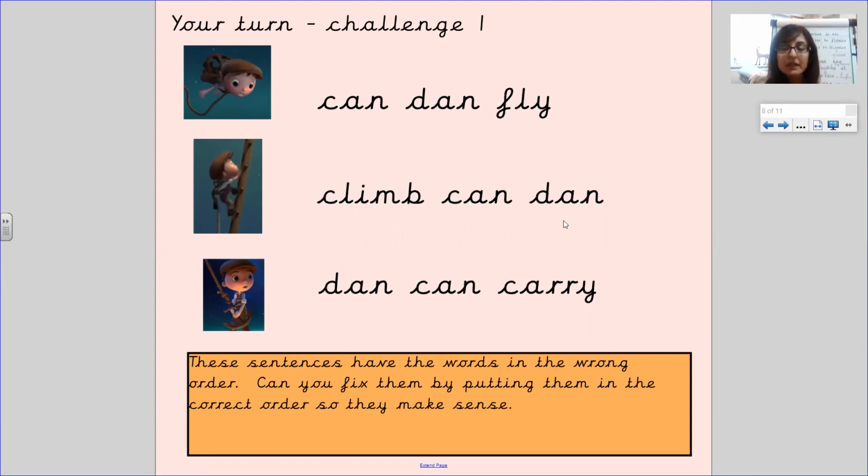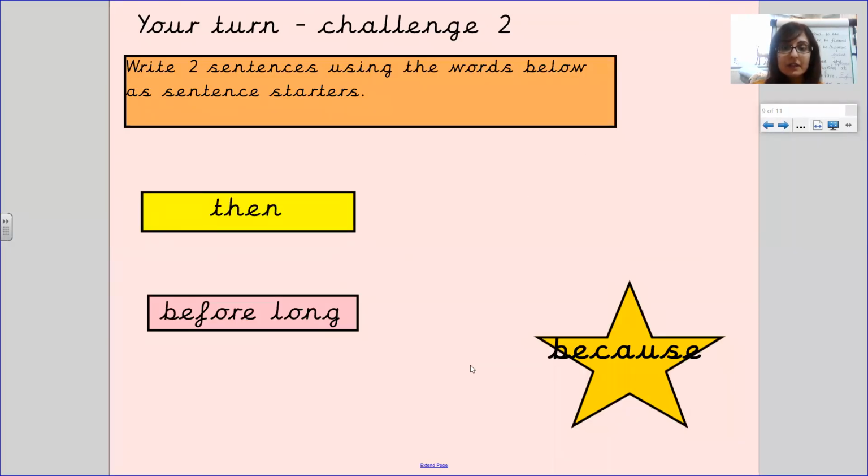So you need to rearrange the words so the sentence says Dan can climb, and you need to do the last one, which I'm not going to go through because I think you can do that one by yourselves. Challenge 2. We'd like you to write 2 sentences. Your sentence starter is then and before long. Extra superstar challenge. Can you use the word because?